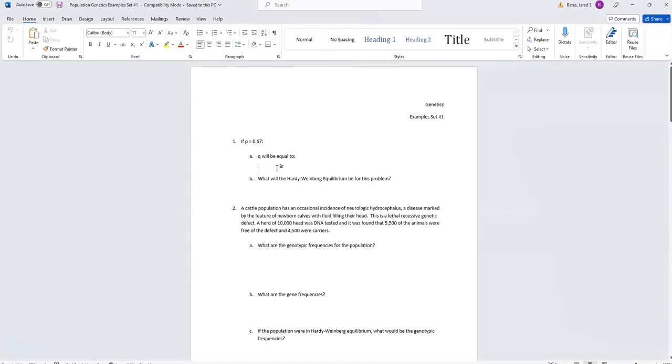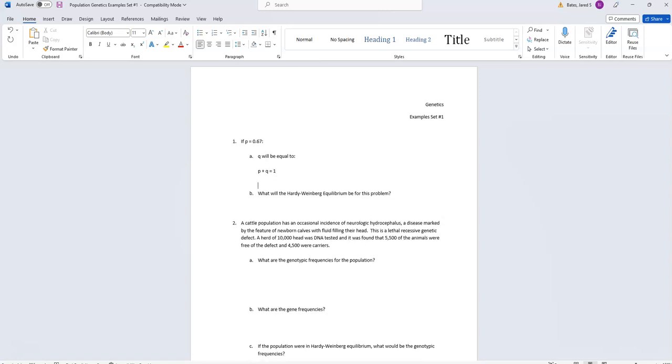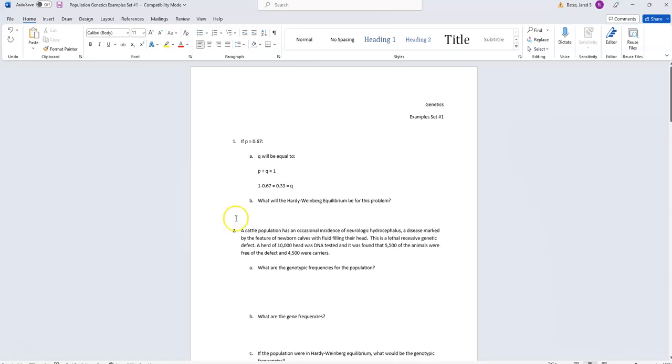For the first one, if I give you p equals 0.67, q is going to be, remember this, p plus q equals 1. So if I know that, I'm going to take 1 minus 0.67, and I'm going to get 0.33. And that is my q. And so what will be the Hardy-Weinberg equilibrium for this problem?